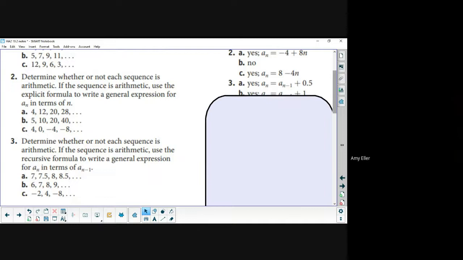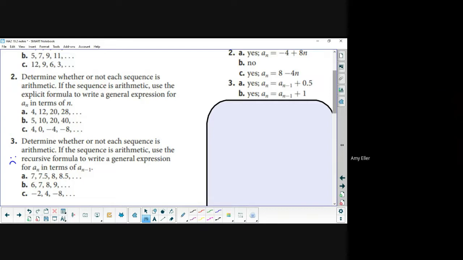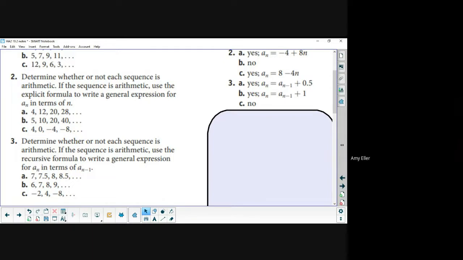And then B, your formula. Remember, this is recursive, the one we don't like. We don't like it because we have to know the term before it, and we add the difference to it. And C is no.